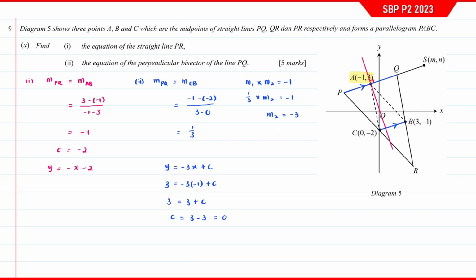Then the equation of the perpendicular bisector of the line PQ will be y equal to -3x.